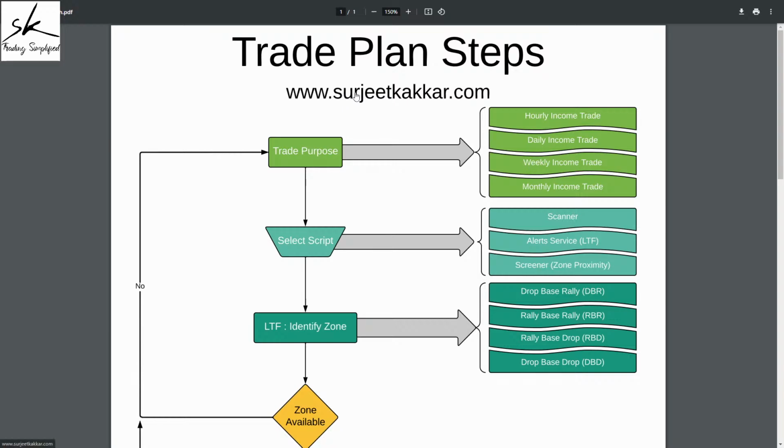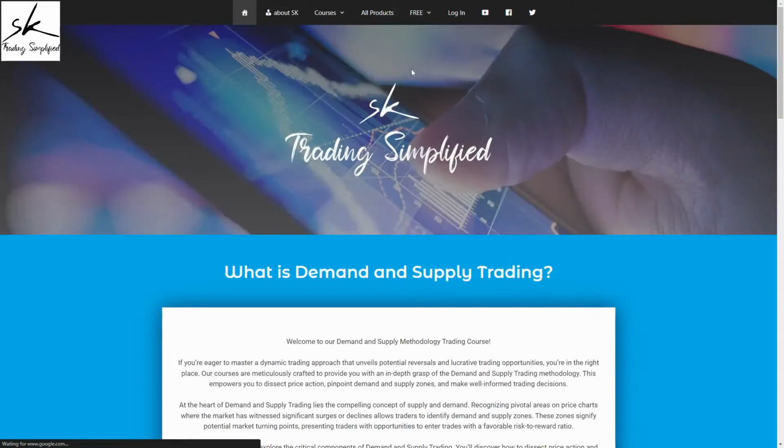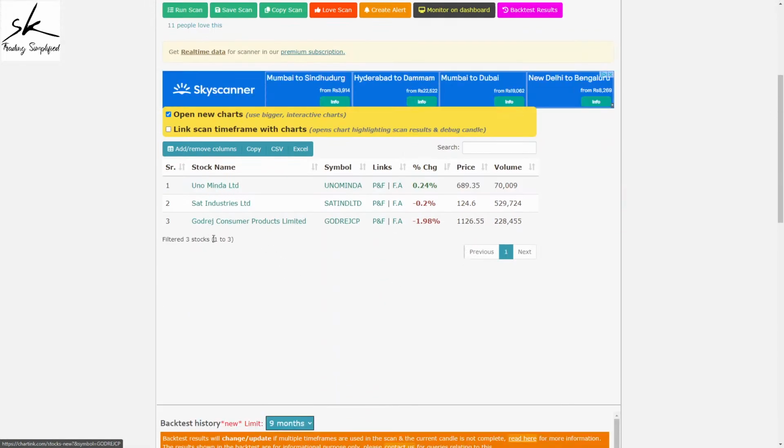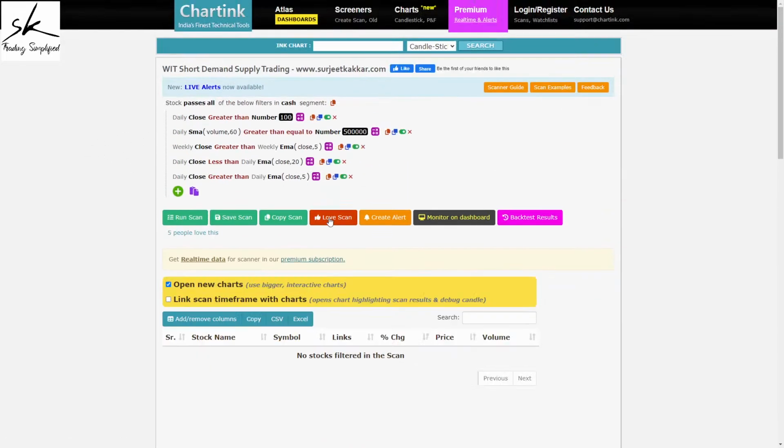So like I said, once you go to our website, under the free tab, you have the stock screener. Because I opted I want to plan WIT trades, I can run the long scan and the short scan. So here you can see the long scan is shortlisting 3 symbols for me. The short scan is shortlisting none.